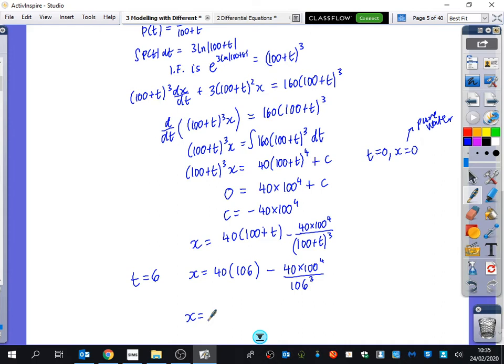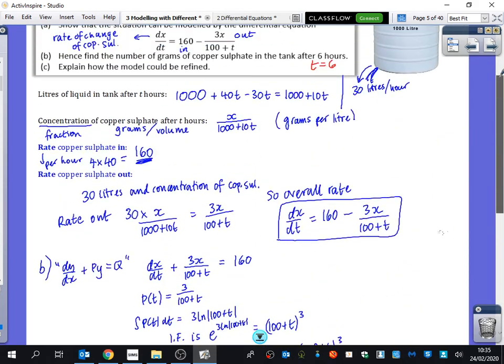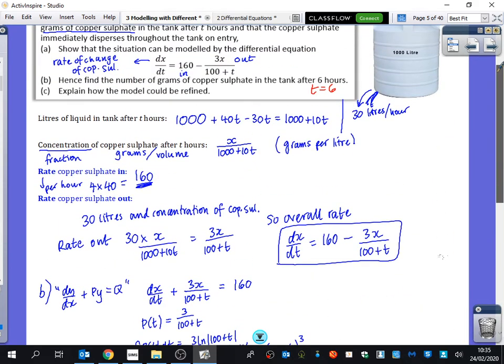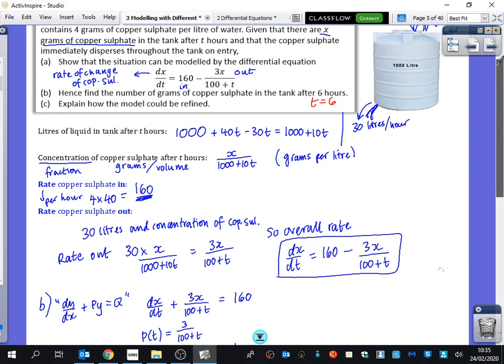So 40 times 106 minus 40 times 100 to the power of 4 divided by 106 cubed. And so we get x is equal to 881.5 grams to 1 decimal place. Does it say anything about what they wanted it to be given to? Nope. Hence, find the number of grams of copper sulfate in the tank after 6 hours.